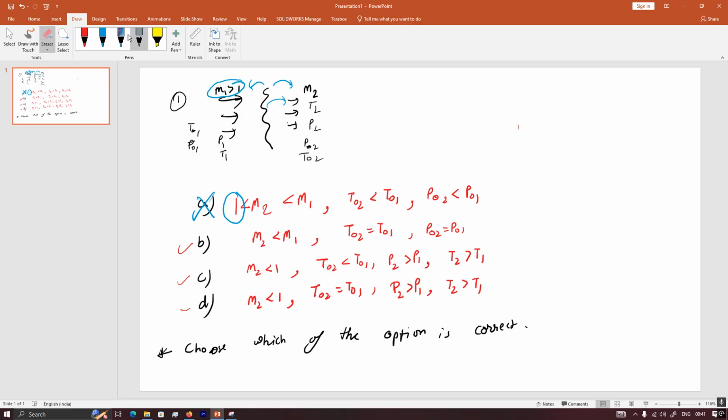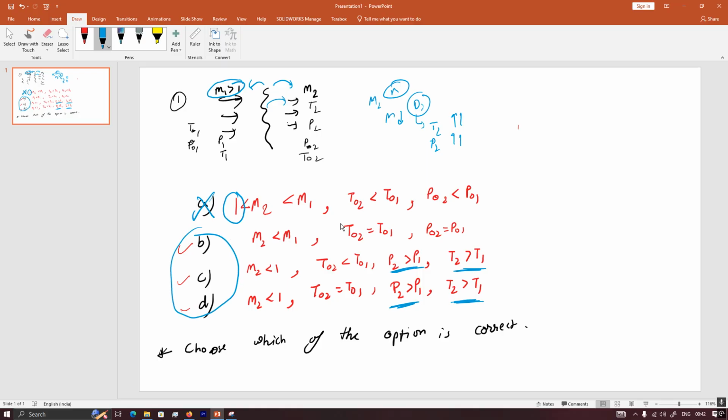Now let's see how the other properties vary. Since Mach is a dynamic property and M2 is decreasing, the dynamic nature is decreasing, which leads to a static increment. So T2 and P2 will rise. Let's see in which options T2 and P2 have increased. T2 is greater than T1, correct. And here P2 is greater than P1. So right now we can't eliminate any of the options.